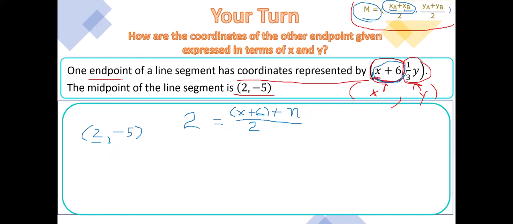Okay? Now we're going to do the same thing with the y value. So I've got -5. That's our midpoint, our y value midpoint. So to get our y value for the midpoint, we take our 2 y values and we add them together and divide by 2. That dividing by 2 is not going to change. All right, so let's look at what our y values are. Our first one is the expression 1/3 y.